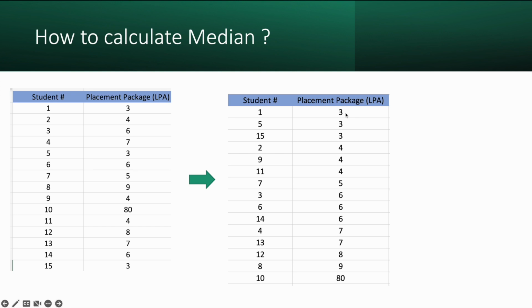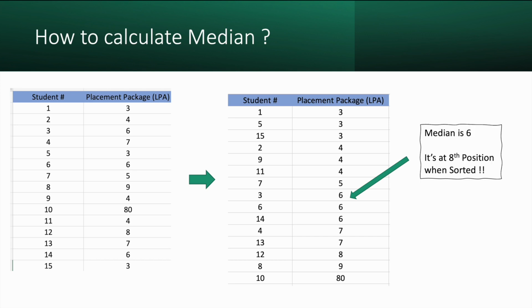Okay, now what would be the median of this? The median is the middle number. So there are in total how many numbers? 15. What will be the middle of 15? The 8th. Why? There are 7 numbers before that and 7 numbers after that, right? That's how median is calculated. So median is literally in the middle. That's what it means. So it's the 8th position when sorted.